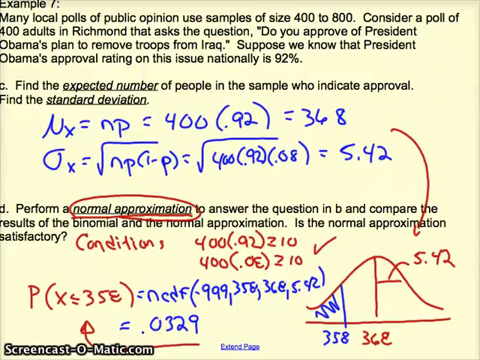You need to calculate the mean. That's where this formula comes in. You need to calculate the standard deviation. That's where the standard deviation formula comes in. And you must check the conditions before you do the math.